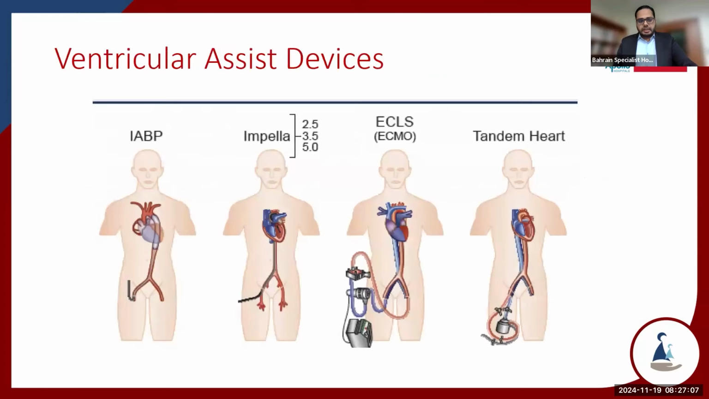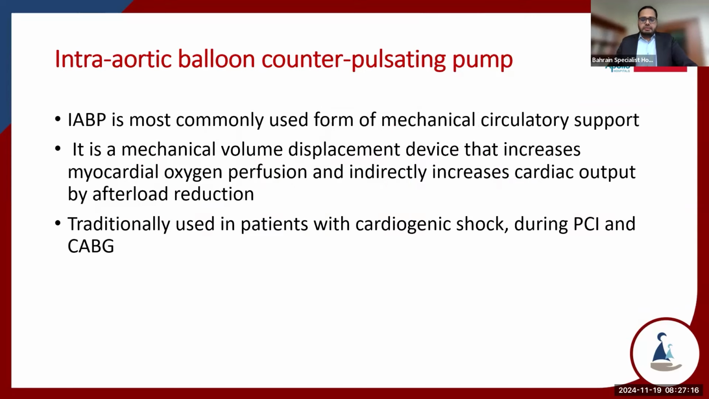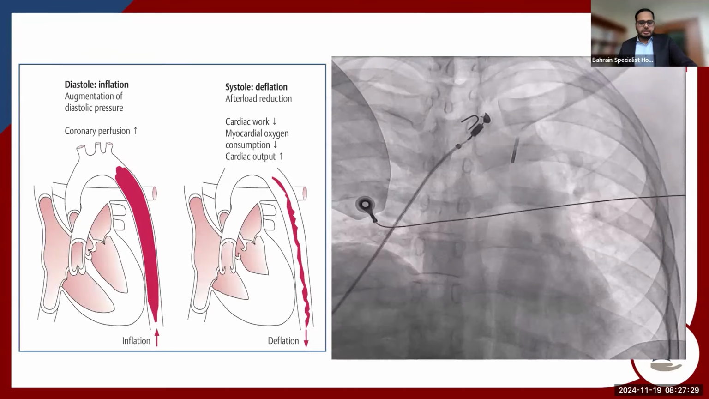So the most common mechanical assist devices are IABP, Impella, ECMO, and TandemHeart. We'll see each one of these. IABP is the most commonly used form of mechanical circulatory support. It's been there for more than 2 decades. Basically, it is a mechanical volume displacement device traditionally used in patients with cardiogenic shock during PCI and CABG.